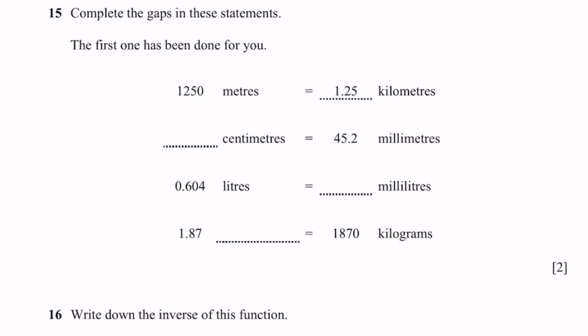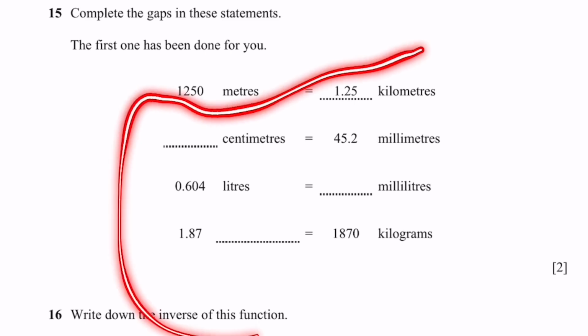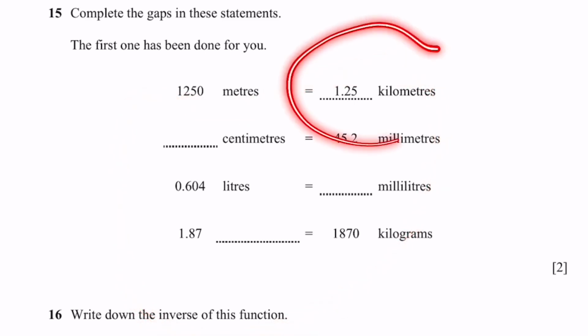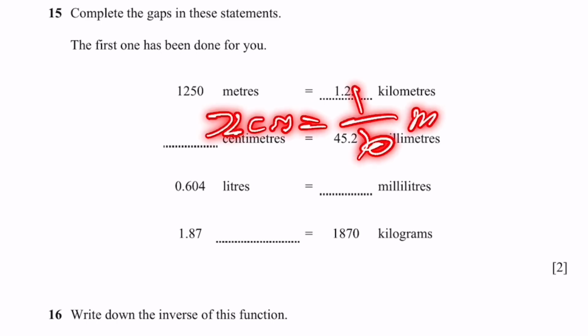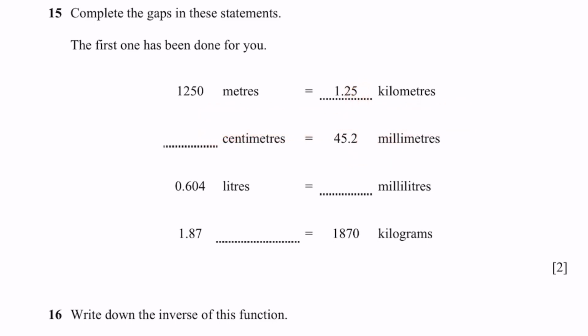Question 15. Complete the gaps in these statements. These 4 ones here. The first one has been done for you. 1250 meters is equal to 1.25 kilometers. Now, the second one. Dash centimeters is equal to 45.2 millimeters. So, x centimeters is equal to 1 by 10 of the millimeters. That means 45.2 times 1 by 10 is equal to this divided by 10. That means we can say 4.52 centimeters.